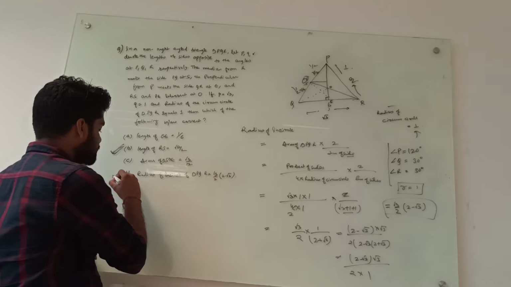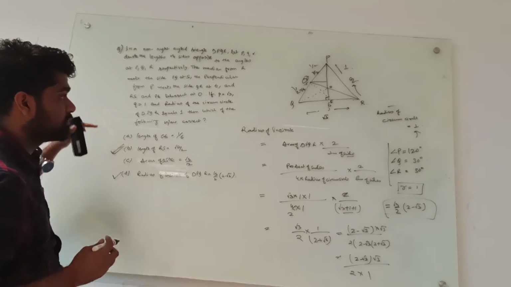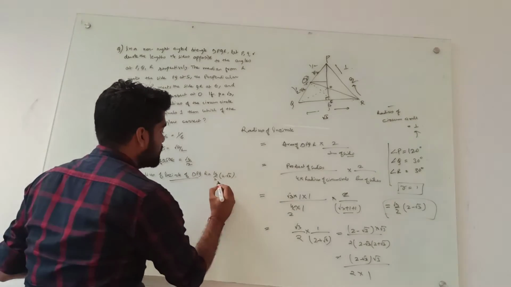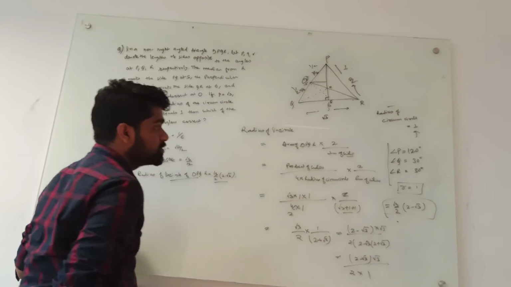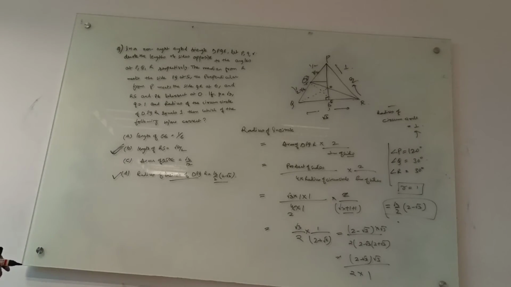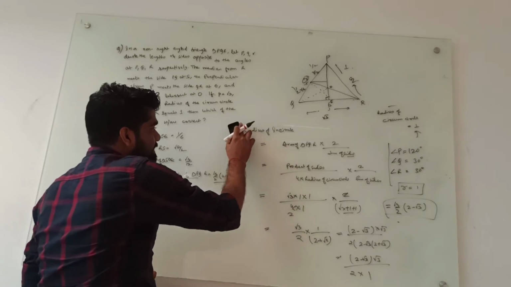So we can clearly see this also satisfies our equation. After solving it, the radius of the incircle is coming as root 3 by 2, 2 minus root 3, which also satisfies our equation. Okay, next thing.